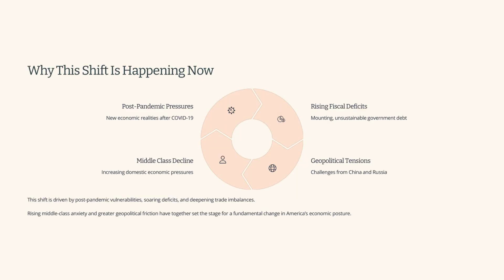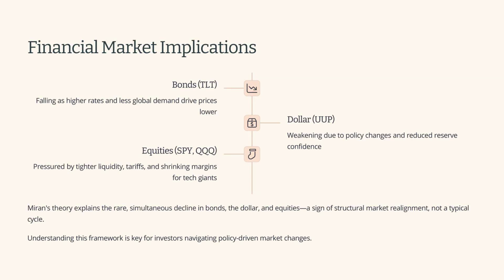Why is this shift happening now? Several factors are converging. We have post-pandemic pressures, with new economic realities after COVID-19. Rising fiscal deficits are creating unsustainable government debt. Geopolitical tensions are escalating with challenges from China and Russia. And middle-class decline is increasing domestic economic pressures. These factors, combined with rising middle-class anxiety and geopolitical friction, have created the perfect storm for a fundamental change in America's economic posture. Let's examine the financial market implications.